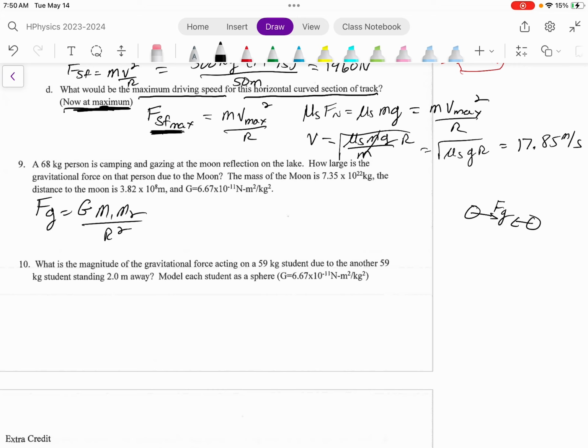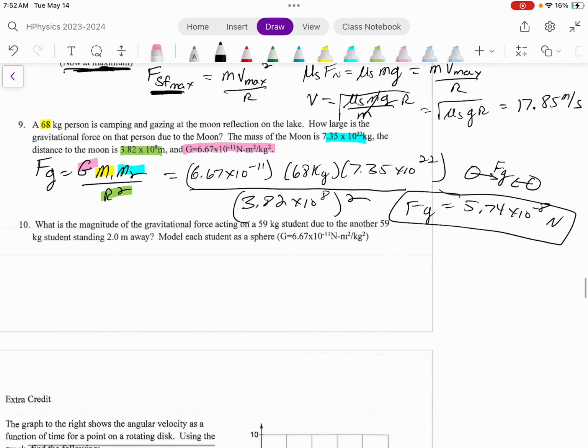By the way, when I enter in scientific notation, I'll hit 6.67, and then I'll use the double E, second function double E, and then I only have to hit negative 11. It knows that that is to the base 10. 68 kilograms times 7.35 times 10 to the 22nd kilograms divided by r squared, and r is 3.82 times 10 to the 8th. All of that is squared, okay? And if you plug that in, you will get 5.74 times 10 to the negative 8 newtons.